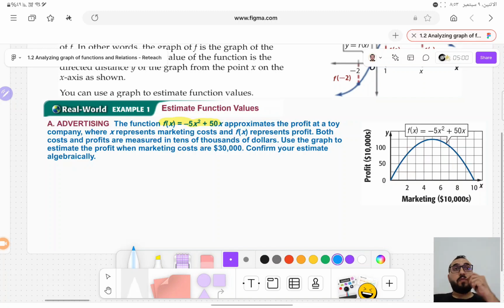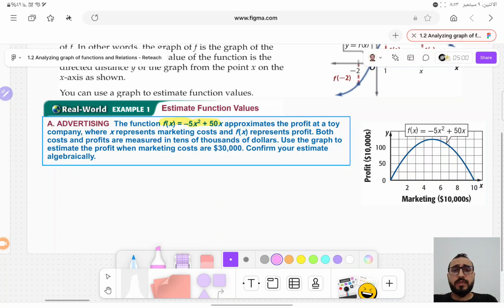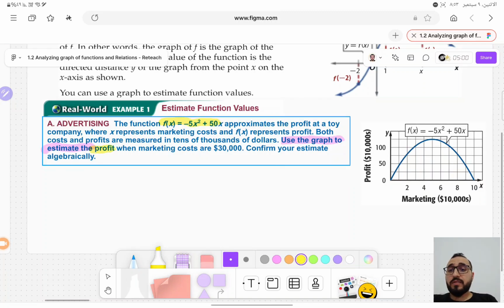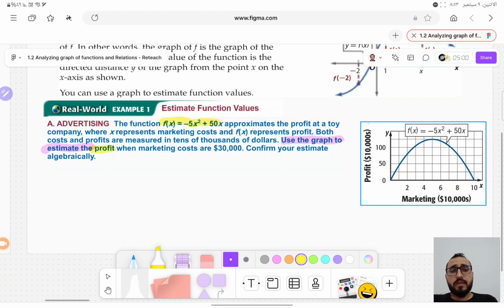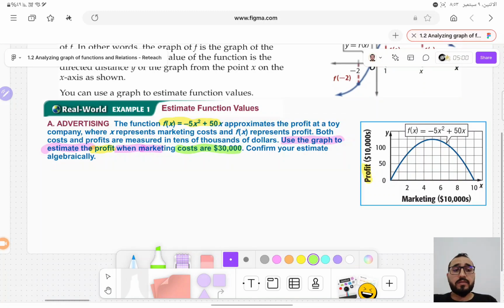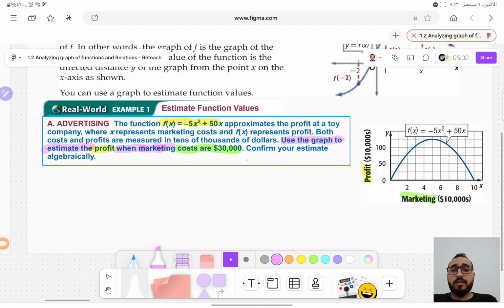Now this is the most important part. Always go to the last part and it will show you what the question asks. Look here, use the graph, so I have the graph here, to estimate, okay, estimate what? Estimate the profit. Which one is the profit? This one here, the profit. Then it continues: when marketing cost is 30,000. So as you can see, the marketing cost is 30,000, and marketing is this one here.